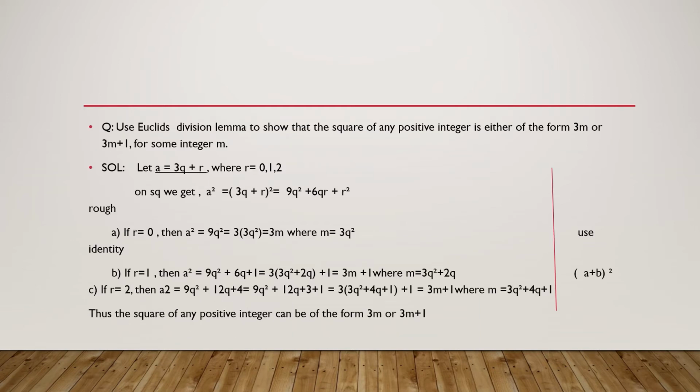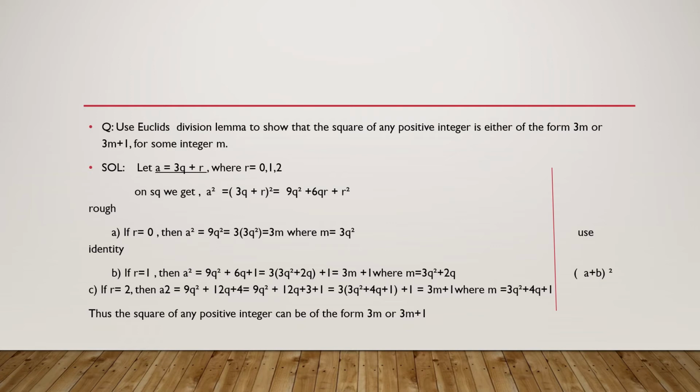Let us move on to the next very important question. This is a frequently asked question in the CBSE papers, previous years' papers. So use division lemma to show that square of any positive integer is either of the form 3m or 3m plus 1.